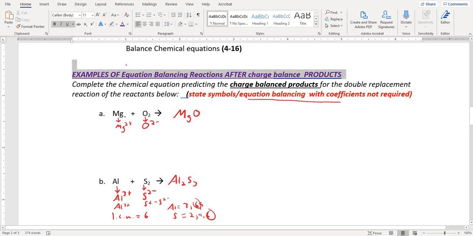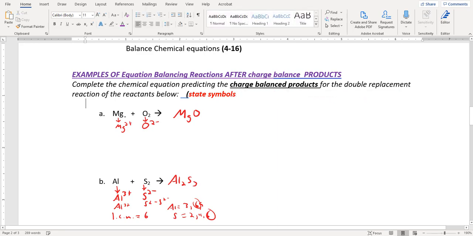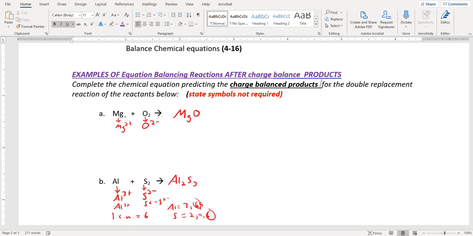I'm going to modify this question and say complete the equation predicting the charge balance products for the double replacement reaction of the reactants below. And I'm going to get rid of "equation balancing with coefficients not required." Now they are. You still are not responsible for writing the physical state symbols, but now you're responsible for equation balancing. So I'll make a little comment down there, and equation balancing.